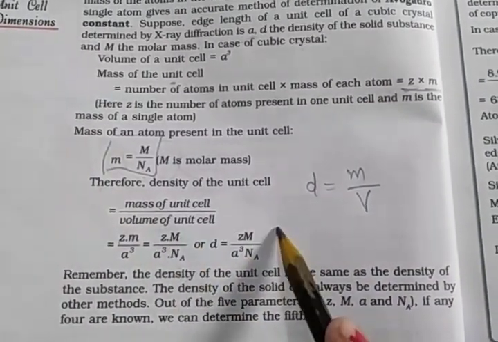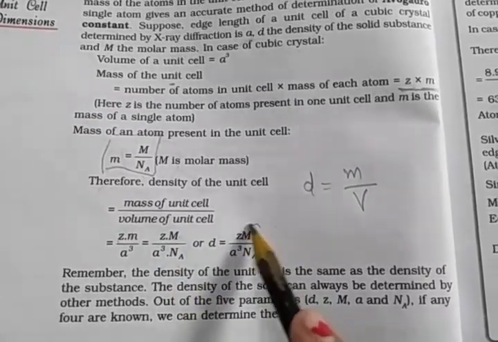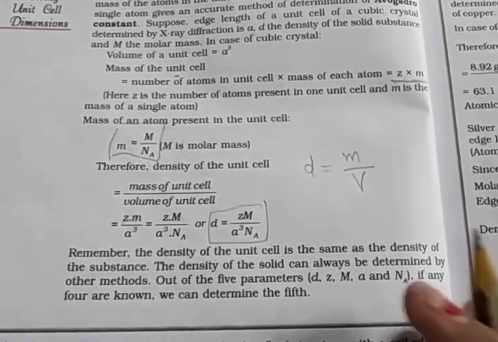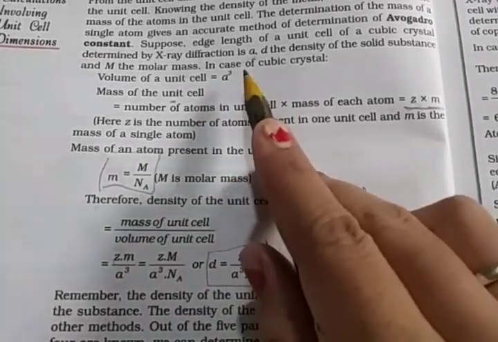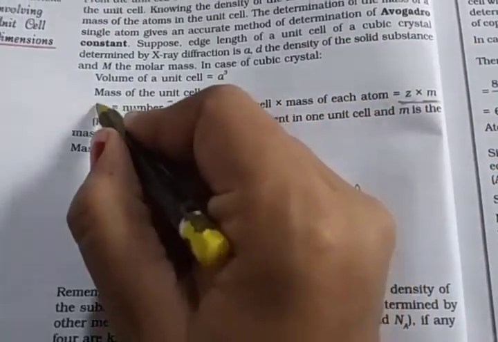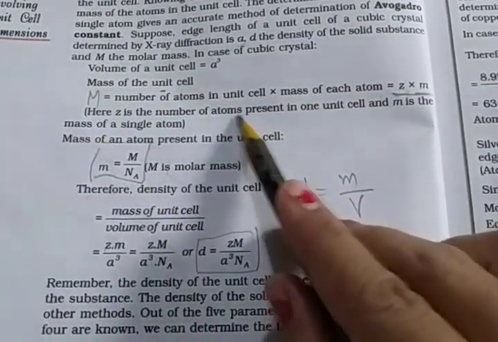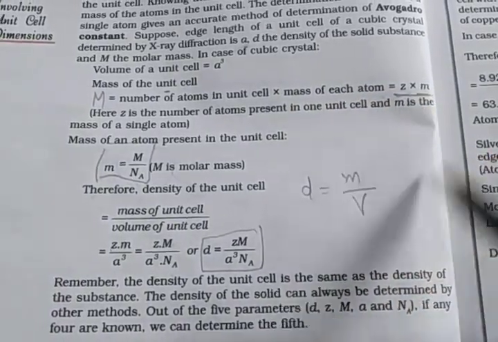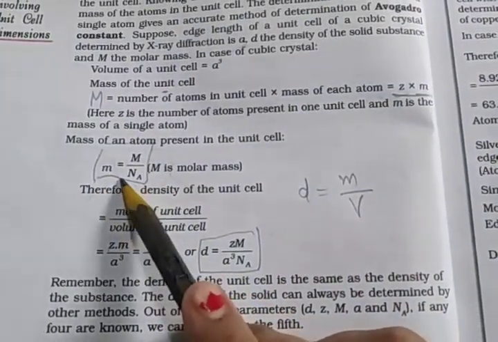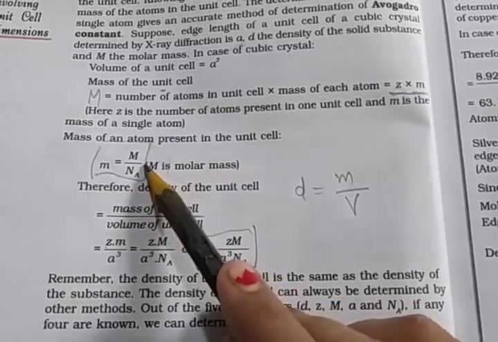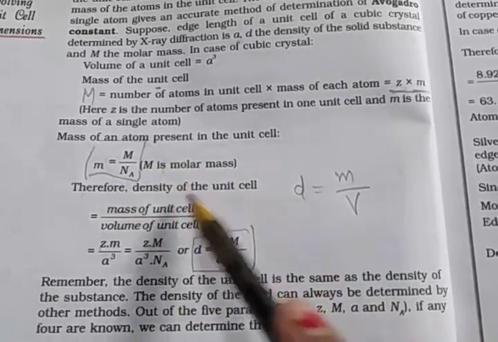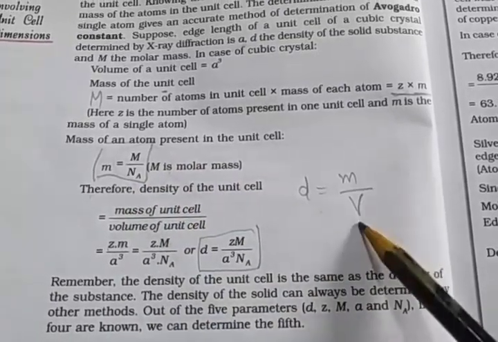So d is Z M upon a cube Na. This is the formula of density. Clear? Again I say, the volume of the unit cell is a cube. The mass of the unit cell is Z into m, where Z is the number of atoms in the unit cell and m is the mass of each atom. The mass of an atom, small m, is found by the formula capital M upon Na, where M is the molar mass.